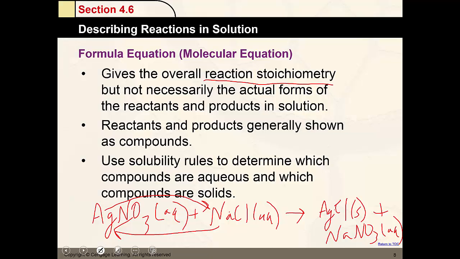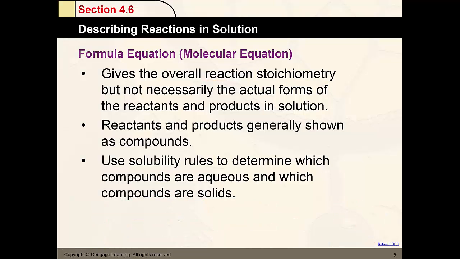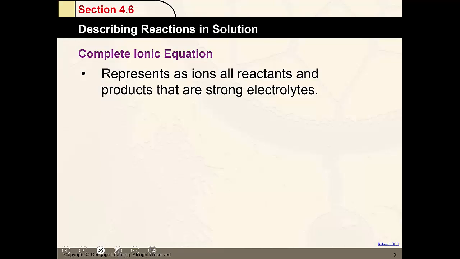However, that's not how these actually exist in solution. For all of these aqueous compounds, they actually exist as ions. So in order to represent that, we use what's called the complete ionic equation that represents all reactants and products that are strong electrolytes or that are soluble or aqueous. It represents them as ions.